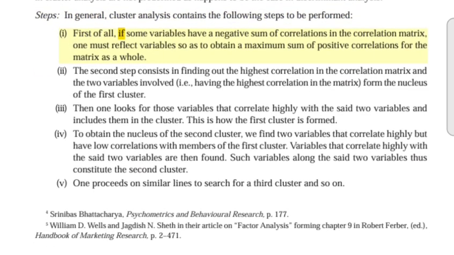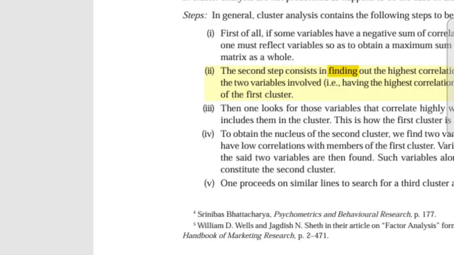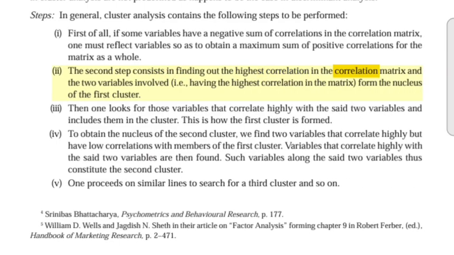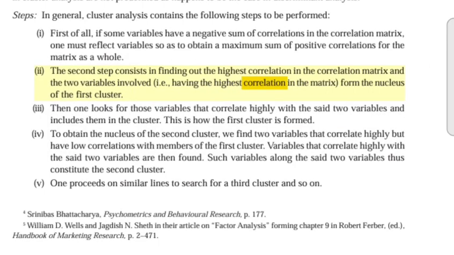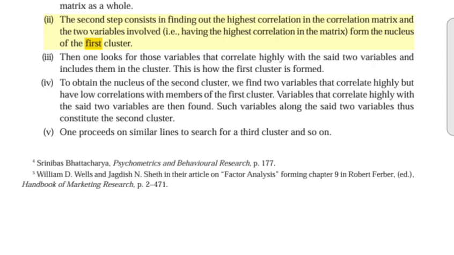First of all, if some variables have a negative sum of correlations in the correlation matrix, one must reflect variables so as to obtain a maximum sum of positive correlations for the matrix as a whole. The second step consists in finding out the highest correlation in the correlation matrix. The two variables involved, i.e., having the highest correlation in the matrix, form the nucleus of the first cluster. Then one looks for those variables that correlate highly with the said two variables and includes them in the cluster. This is how the first cluster is formed.